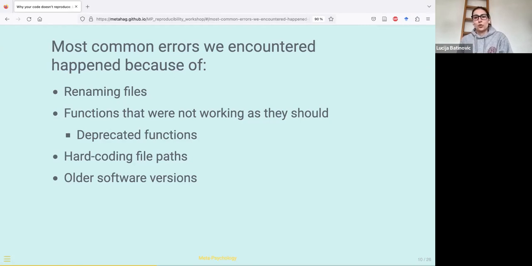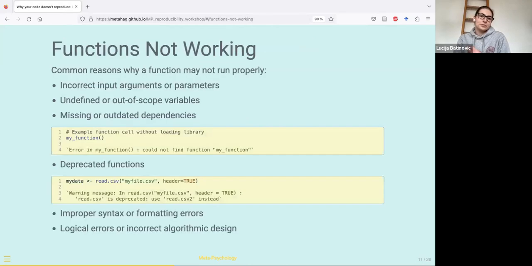It's also common that functions don't work for whatever reasons. It can be not calling in the libraries, or the functions no longer exist, or they didn't use them correctly or save them correctly in the script, and then they didn't work once we tried to reproduce them. It's very common that they hard code the file paths, and then it's just easy to change, but it cannot be quickly reproduced at once. And also a big issue is older software versions, especially for R, when it updates, that causes issues.